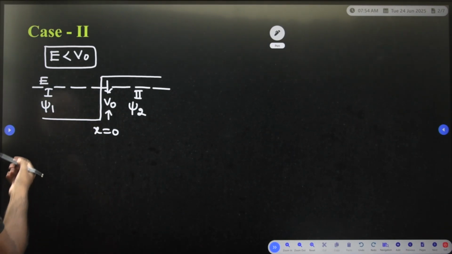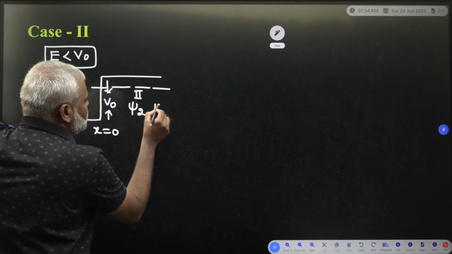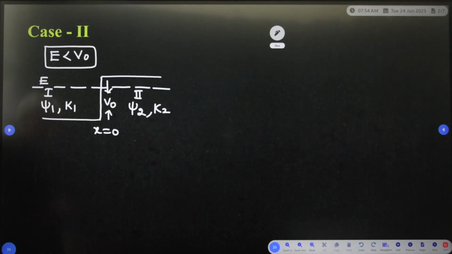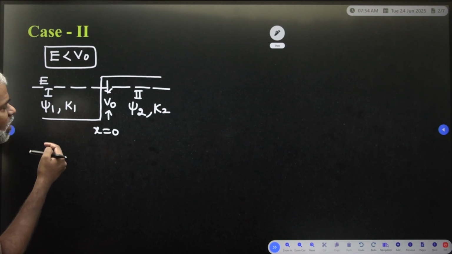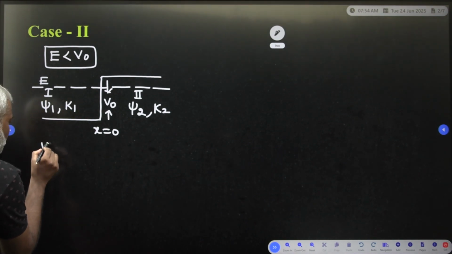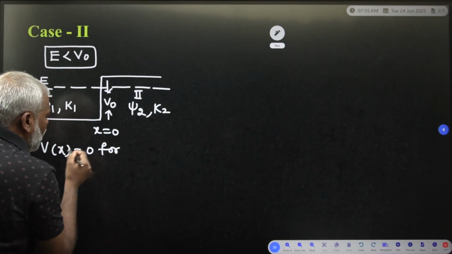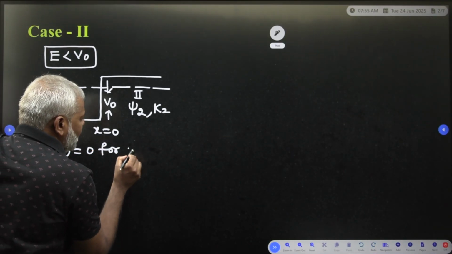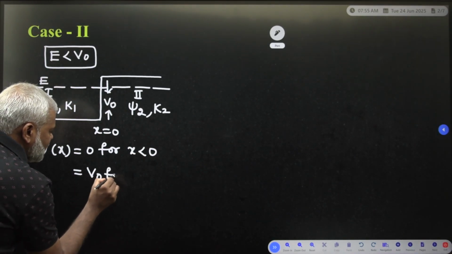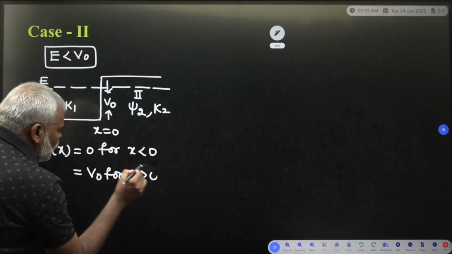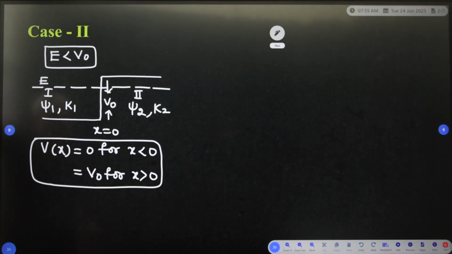Clear? Here the propagation constant is K1, and here the propagation constant is K2. Now, the potential: V of x is equal to 0 for x less than 0, and V of x is equal to V naught for x greater than 0. This is your potential, correct? This is the condition for the potential step.